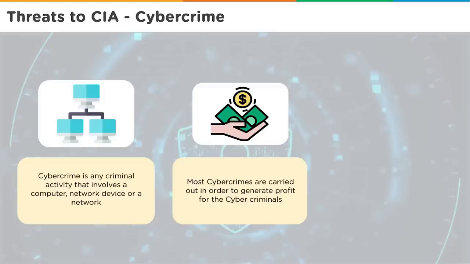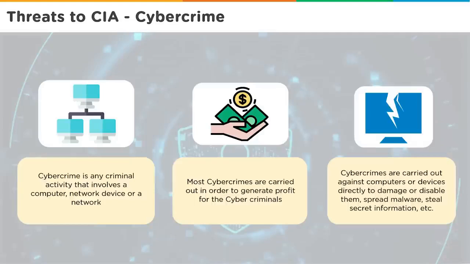Criminals would try to do phishing attacks to steal your money out of your bank accounts, or would try to con you into giving out your credentials, thus compromising your email accounts or your social media accounts, and try to gain access to your identity. Cybercrimes are generally carried out against computers or devices directly to damage or disable them, spread malware, steal secret information, etc. So, this talks about the motivation part of cybercrimes. What would be the motivational aspect for a person to conduct such an activity, right?